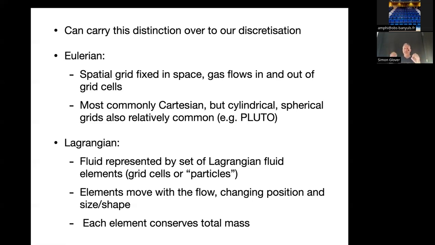And then we define values for the fluid variables in each of our cells, and we look at how fluid flows in and out of each cell and how that causes our variables to alter. In the Lagrangian case, we instead represent our fluid by some set of Lagrangian fluid elements, which could be grid cells or could also be particles, which I put in inverted commas because these are not particles in our normal microphysical sense.